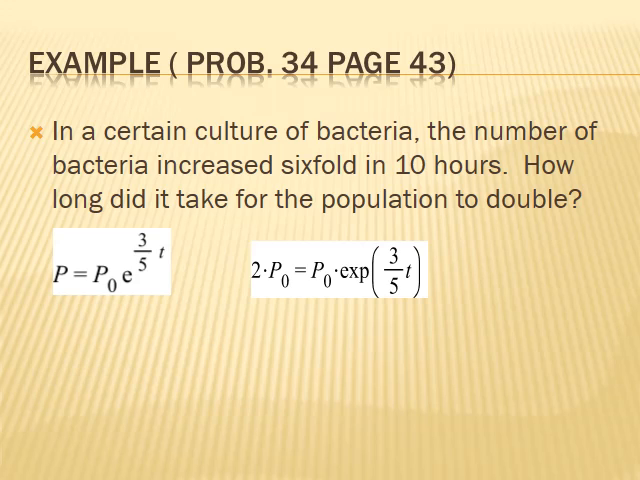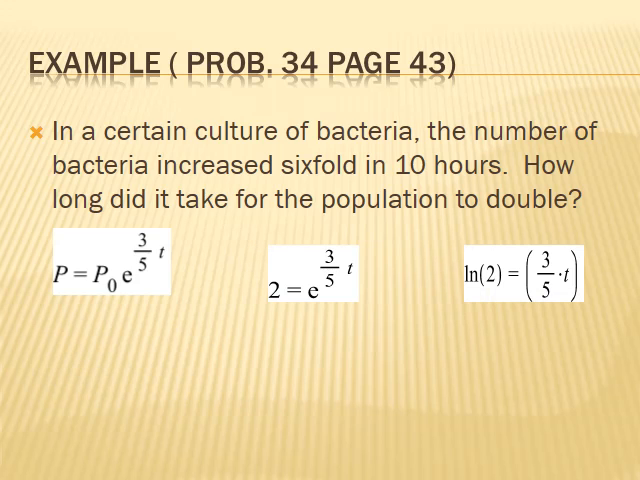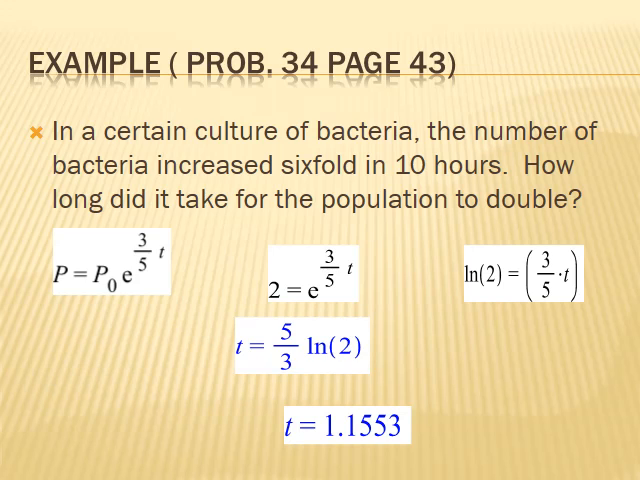Now I can solve for t. My initial populations cancel, and I have this expression. Take the log of both sides, solve for t, and I get this answer. If I calculate t, I get the time it takes for the population to double to be 1.1553 hours.